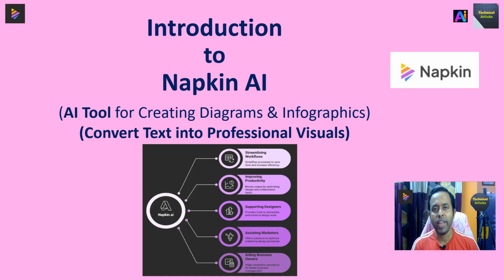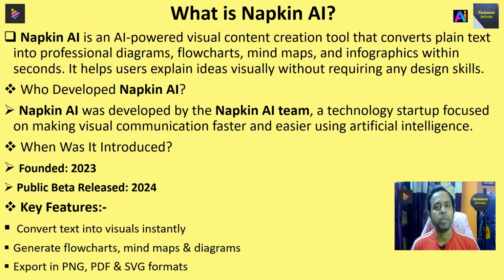Today we will explore one of the amazing AI tools called Napkin AI. And also we will see what Napkin AI is, its key features and how to use it, and finally we will create our first AI generated visuals step by step. Napkin AI, this tool can transform your text into diagrams, flowcharts, mind maps and infographics, right? So at first we should know what is Napkin AI.